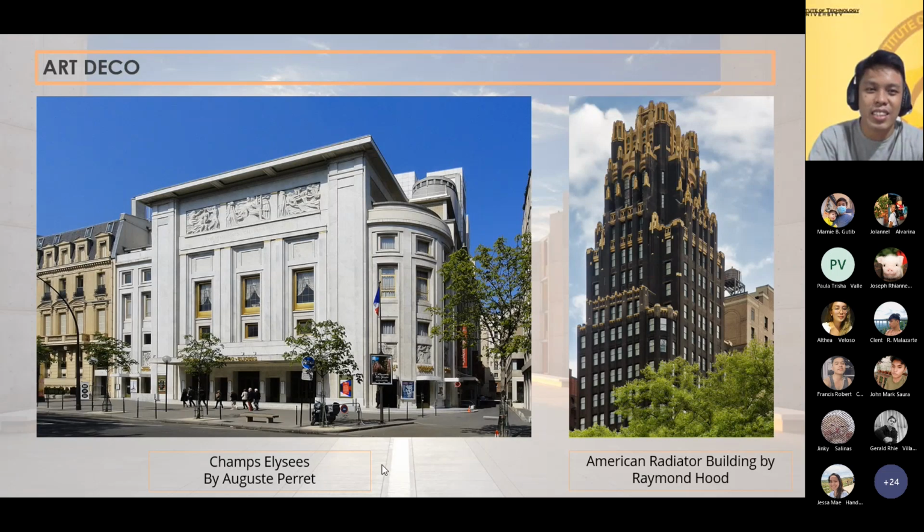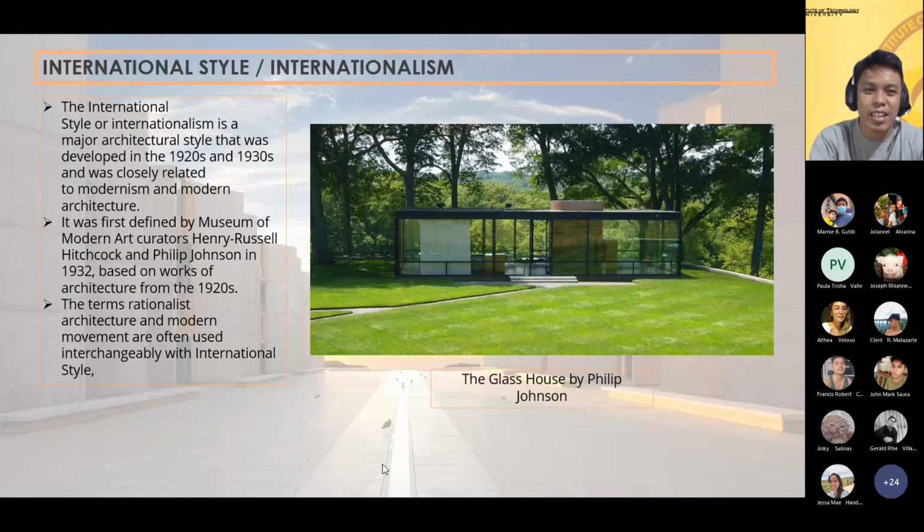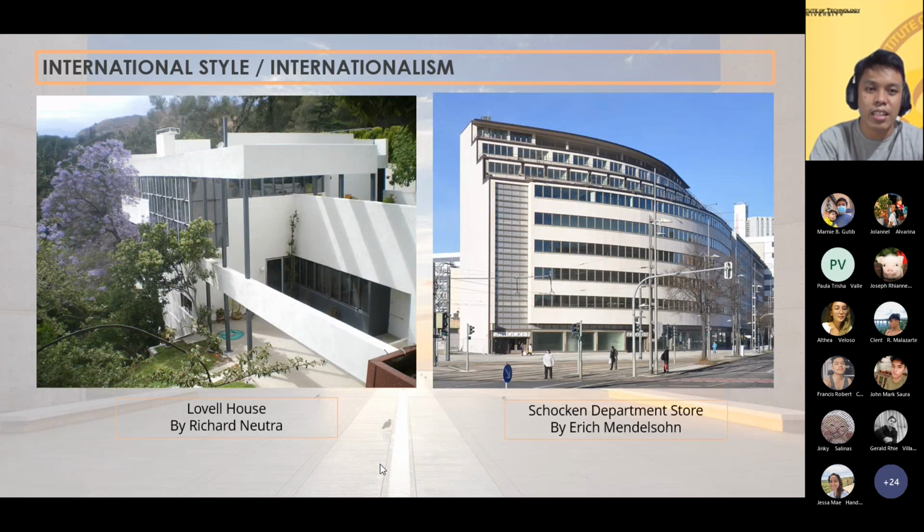And we have this one. Sorry, I did it last, the Art Deco. Now we have this last one, the international style or internationalism. So aside from Philip Johnson, there are Walter Gropius, the members of the Bauhaus, and Ludwig Mies van der Rohe, who are also members of this international style or internationalism. Another architect under international style, we have Richard Neutra.